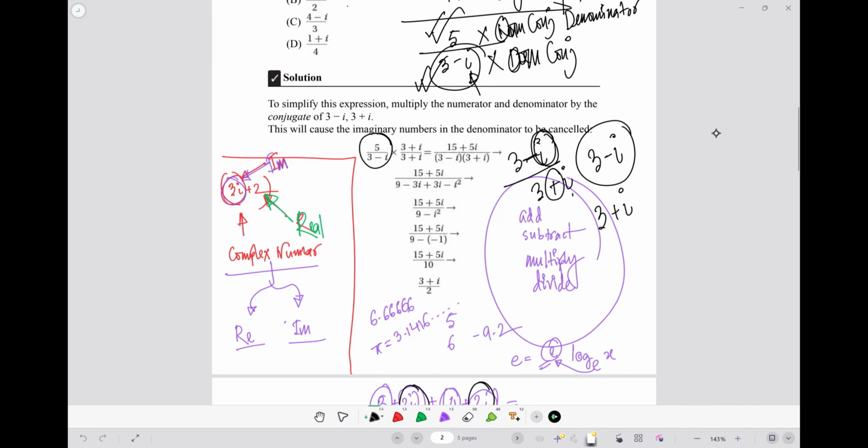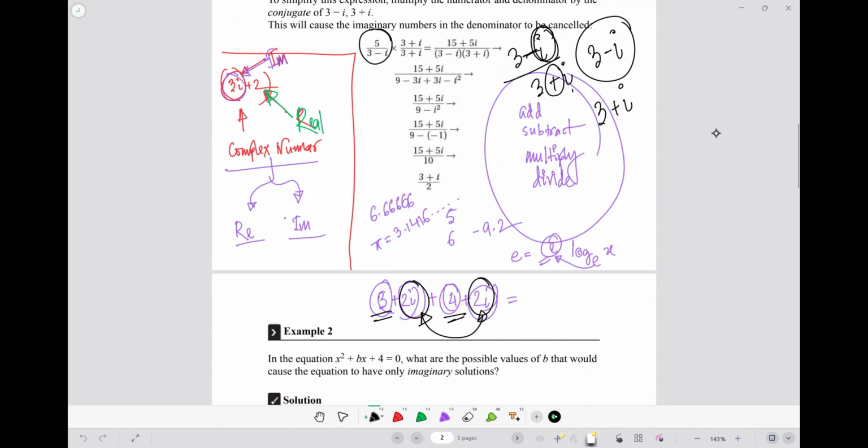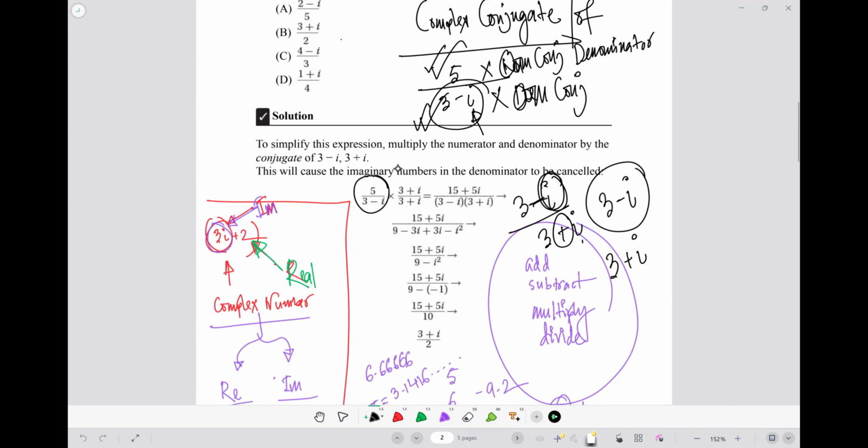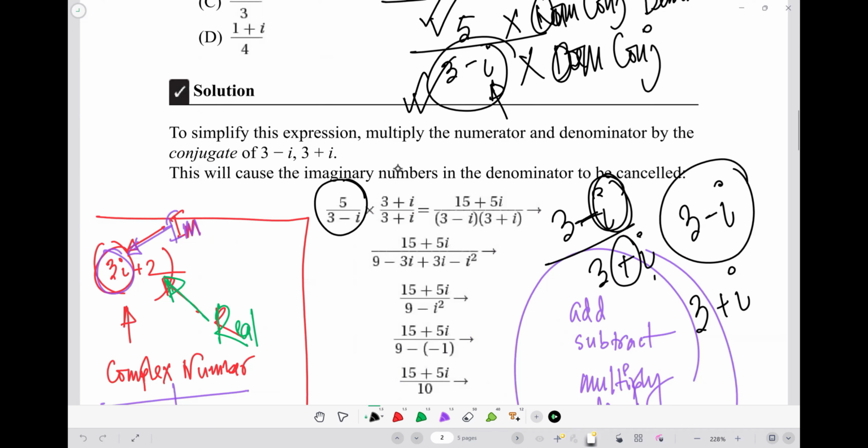There is a numerator and a denominator. This is the numerator, and this is the denominator. And we just take the conjugate of this denominator.